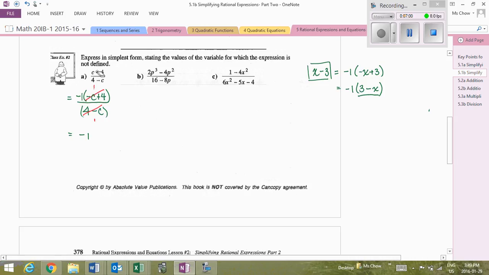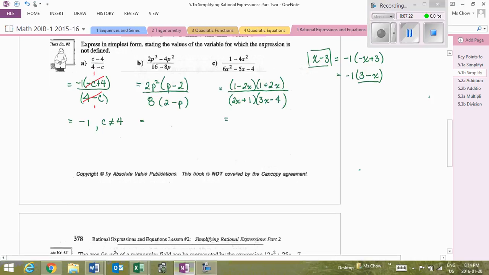Okay, so the last thing that I'm forgetting right here is my restrictions. And so that would be that 4 minus c cannot equal 0, therefore c cannot equal 4. So take a moment and work through B and C. So hit pause and we'll come back to it in a moment.